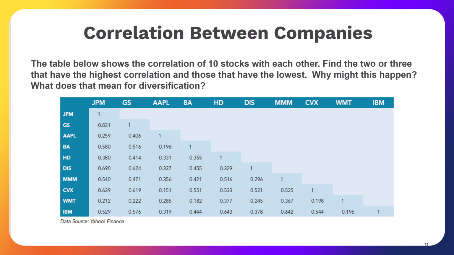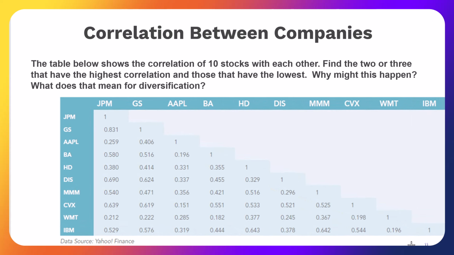So here's an example. This table shows the correlation of 10 stocks. Again, as you look across some of these stocks, I don't know what all of them are: JP Morgan, Apple, Bank of America, Home Depot, Disney, 3M, Walmart, IBM. I'm not sure what CVX and GS are. Goldman Sachs maybe is GS. But as we look at this, let's look at the correlations. Let me make this a little bit bigger for us.